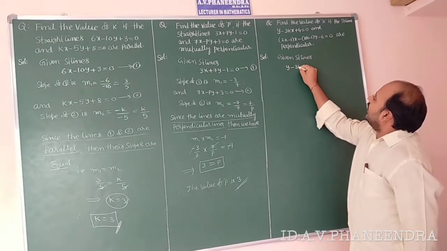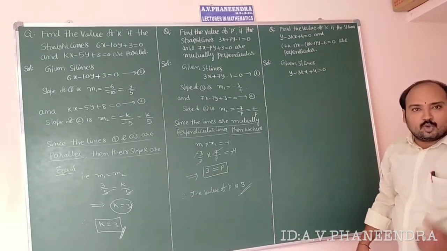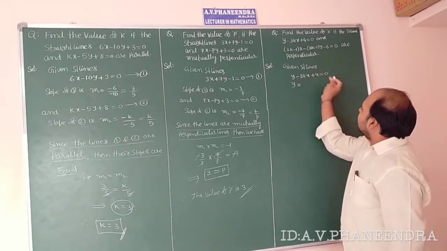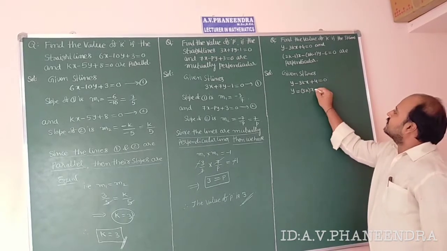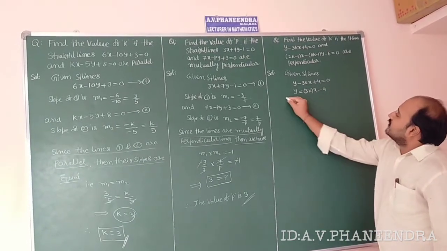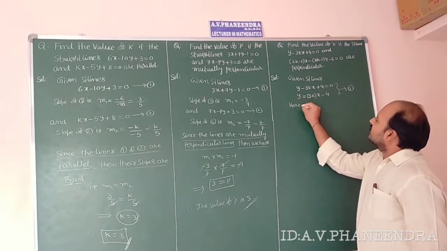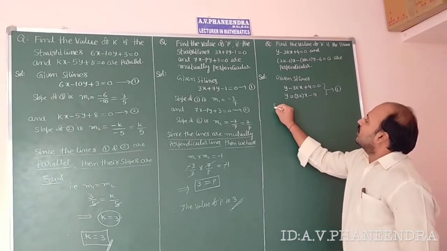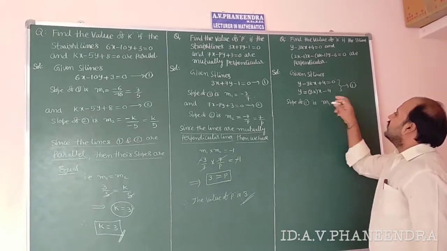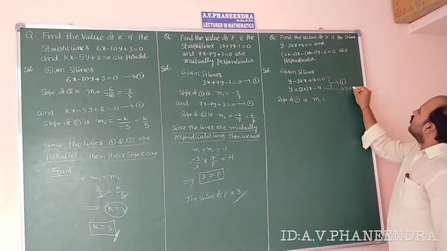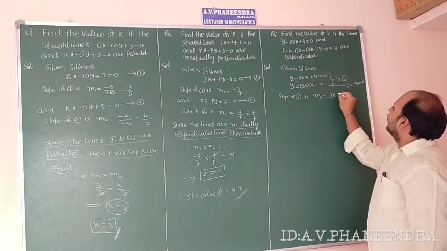y minus 3kx plus 4 equal to 0. This equation write in the form of y is equal to mx plus c. So y is equal to minus 3kx, you can take this side, minus 3k into minus, you can take this side, plus 3kx minus 4. Here, this is the first line. Slope of equation 1 is m1 is equal to, this you have to compare with y is equal to mx plus c. m1 is equal to 3k.